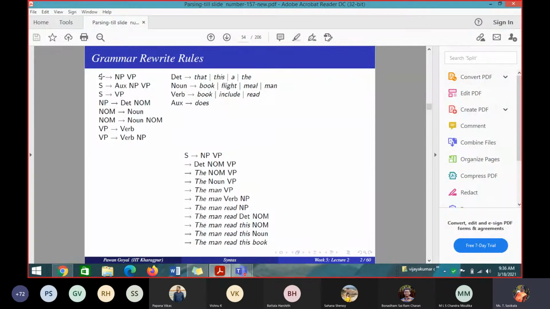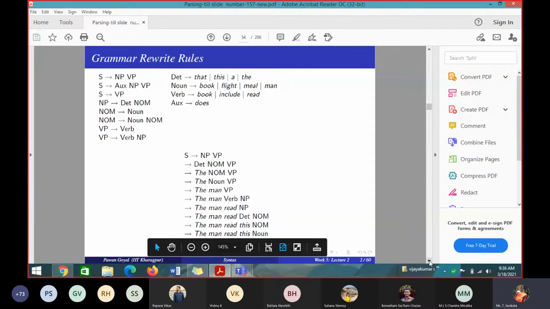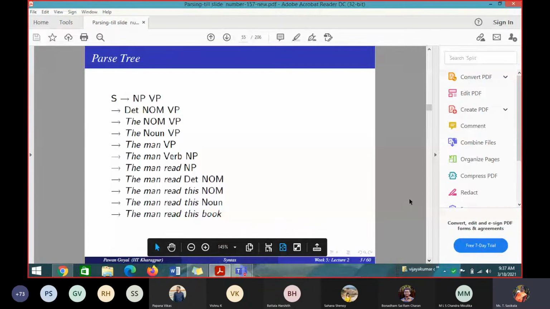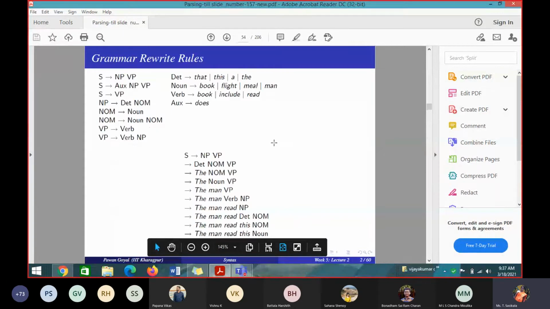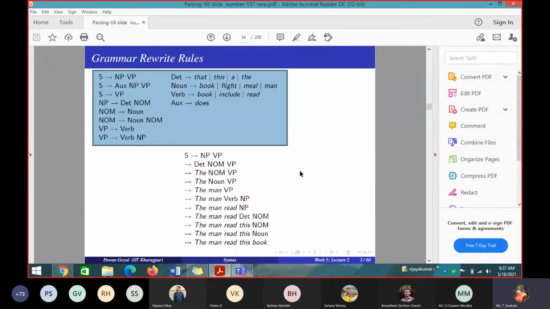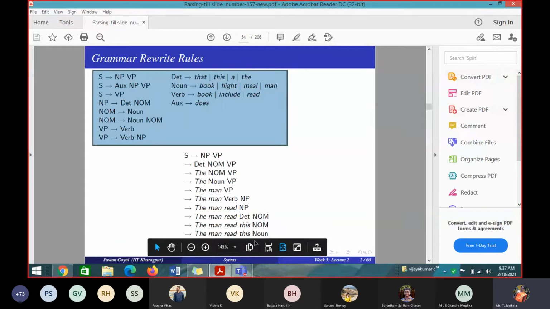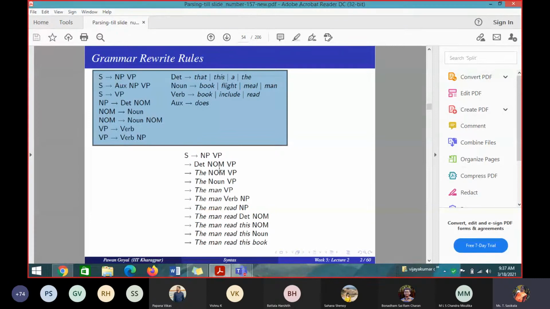Then, to reach the bottom, what is my sentence? The man read this book is my sentence. To reach this sentence, I am starting with the start symbol, having NP VP. Then I replace NP, since NP gives determinant nominal. That is my second step. VP stays as such, and then the determinant gives "the".